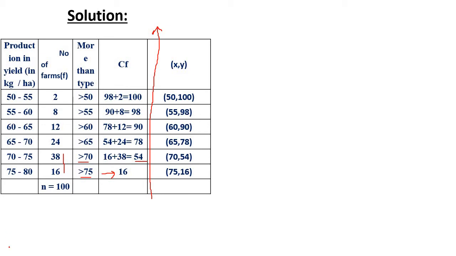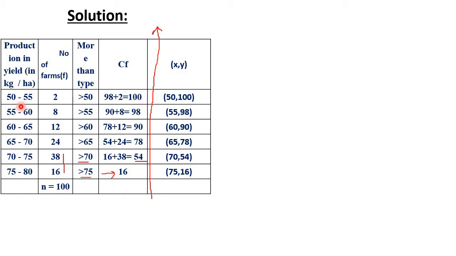More than 65 means here we have to add 70 to 75 and also 75 to 80. So more than 65 means we have to add 24 plus 38 plus 16. Already we have added 16 plus 38, which is equal to 54. 54 plus 24 gives us 78. Similarly, 78 plus 12 gives us 90. 90 plus 8 gives us 98. 98 plus 2 gives us 100.